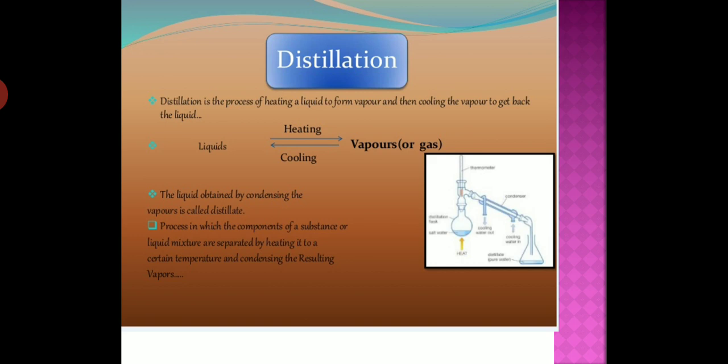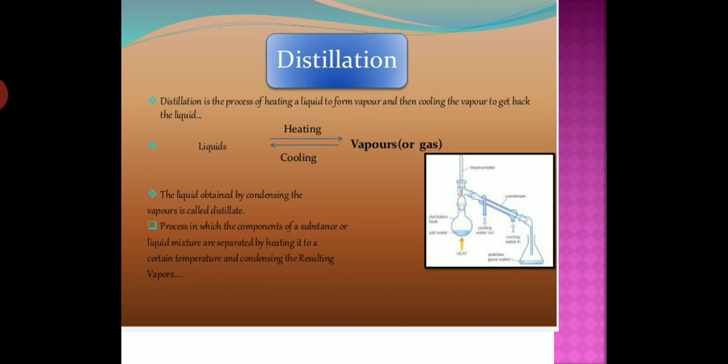So students, in distillation, a liquid is heated to boiling. Understand? Boiling, and the vapors produced are condensed to get back the liquid. What will we do? In the distillation process, we heat a liquid. When we heat the liquid, it boils and forms vapors, and then we cool the vapor to get back the liquid. You can see this. The liquid is first heated and changes into vapors, and on cooling these vapors change directly into the liquid state.